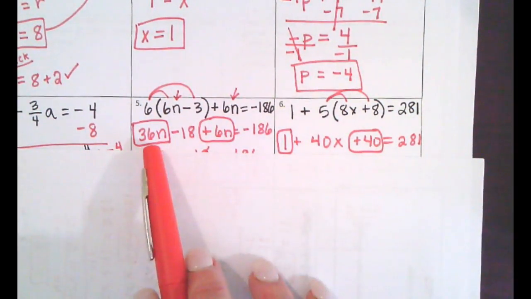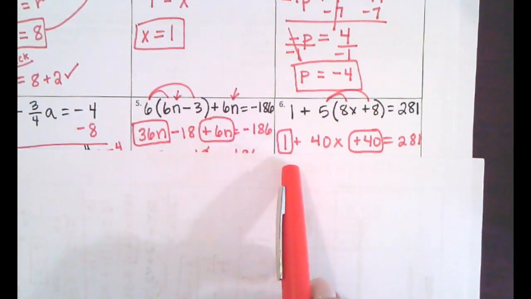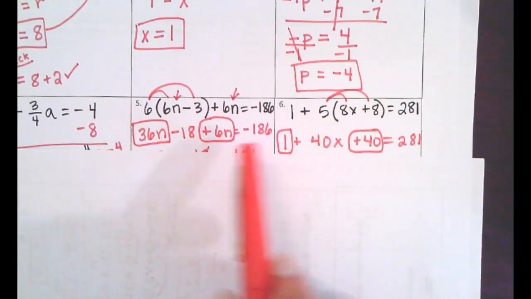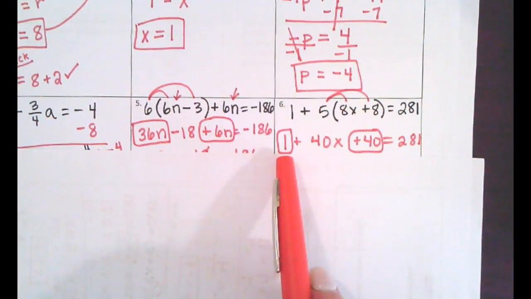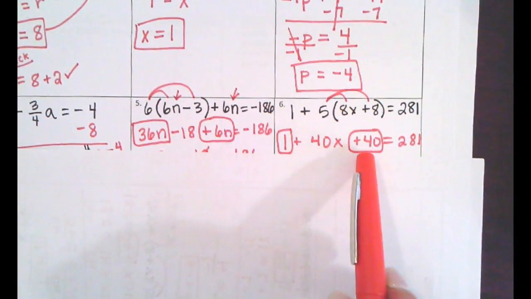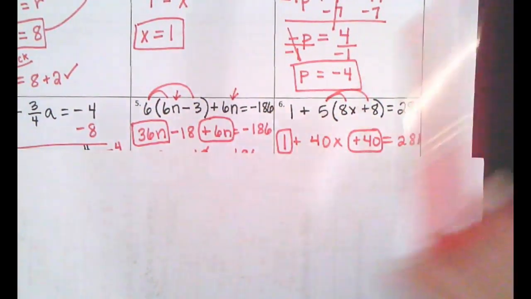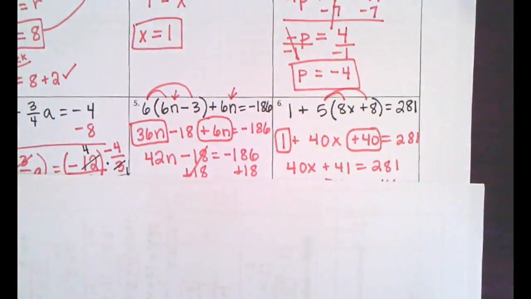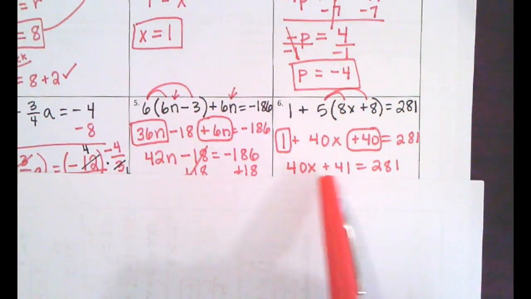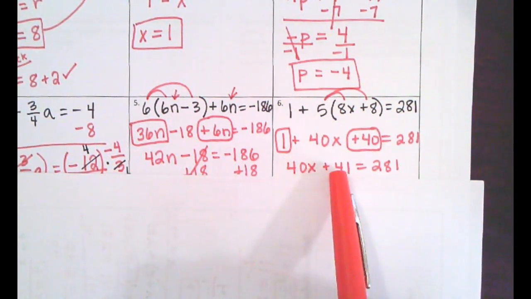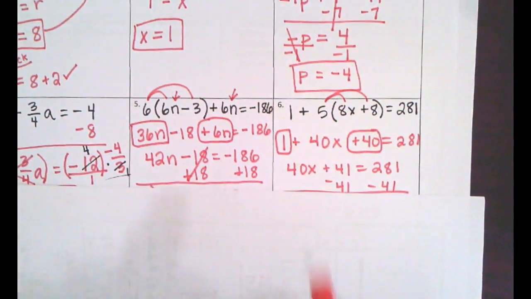Now, different from this problem, but with similar concepts, I have like terms over here, but this time, instead of being like terms on the variables, I have like terms on the constants. So I had a 1 and a 40 on the same side of the equation, and I can add these two together to get 41. Next, I have 2 more steps to get x by itself. Since 41 is attached with addition, the first thing I did was subtract 41 from both sides.